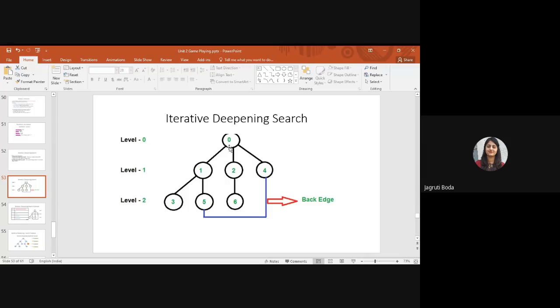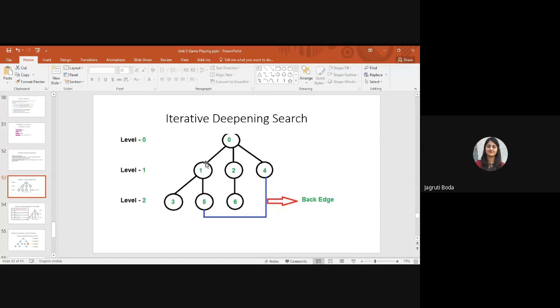Suppose you have to iterate level by level. First of all, you are given level 0. So what is your output? Just 0. Now you increment to level 1. Now what is your output? 0, 1, 2 and 4. So we are going deeper.